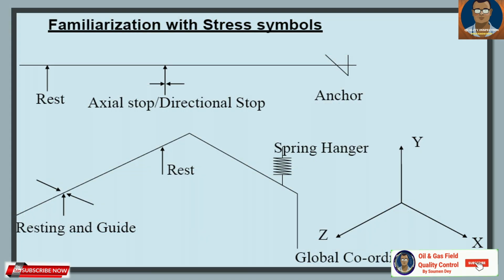Familiarization of stress symbols. You can see some symbols over here: rest, axial stop and directional stop, anchorage, guides and how they are mentioned in the drawing, spring hangers, the symbol for expansion, and the global coordinate system with X, Y and Z axes. This is for your basic information. There are many symbols used in a drawing which you will come to know when you encounter the drawings day by day.